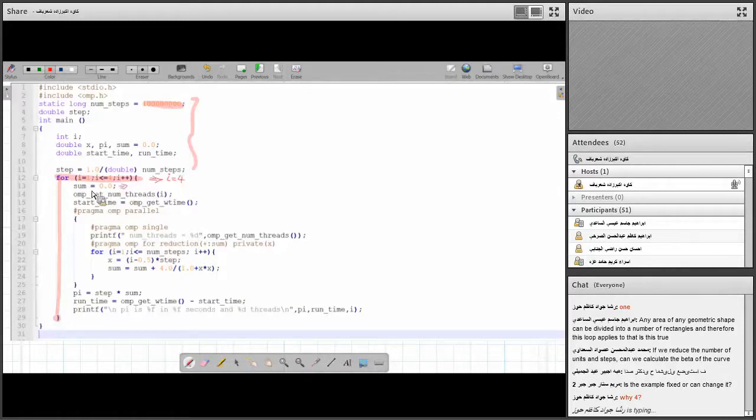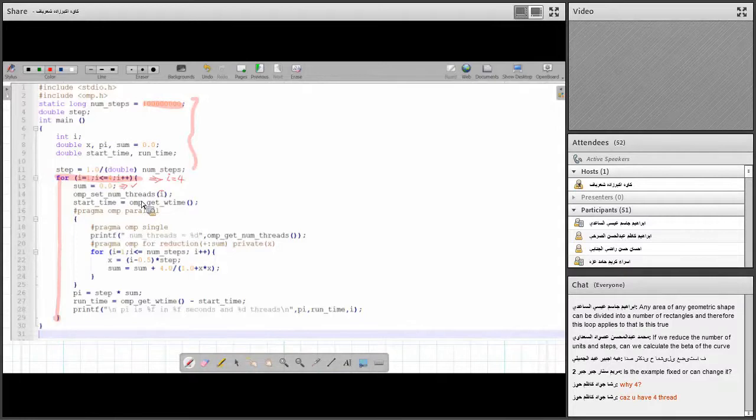Initialize the sum value to 0. OMP set number of threads, I. We define the initial number of threads. With this command we specify how many threads we want. I equals 4, so we will have 4 threads.